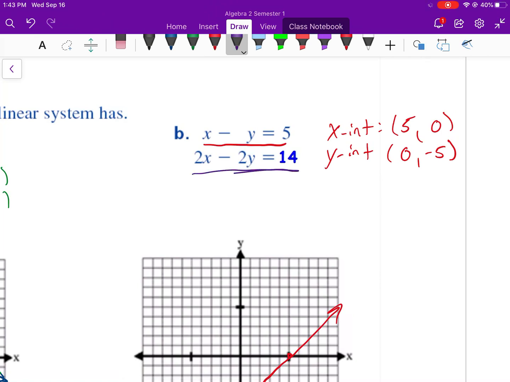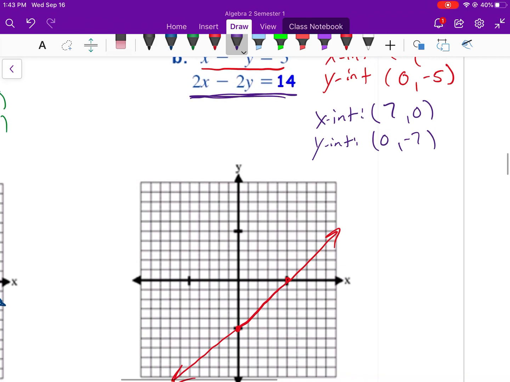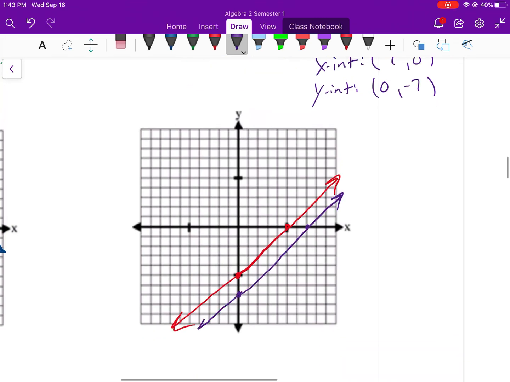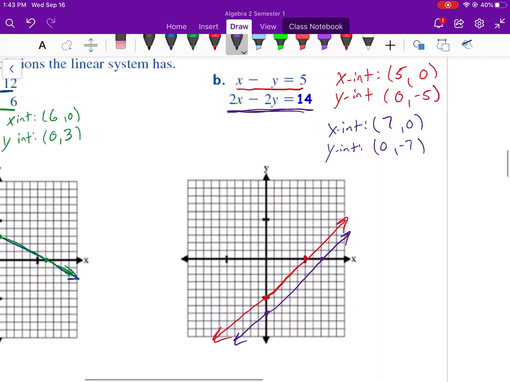And let's go ahead and do this one in purple. So x-intercept, y-intercept. 2x equals 14, or x is equal to 7. Okay, negative 2y equals 14, or y is equal to negative 7. So we got (7, 0) and (0, -7), sorry. And what you're going to notice is a parallel line. When we have parallel lines again, that is a case where we have no solution.